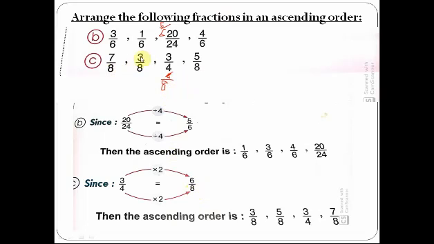What is the smallest numerator here? It's 3 over 8. So 3 over 8 first. Then 5 over 8. Then 6 over 8. The 6 over 8 is 3/4. Then 7 over 8, the last one.